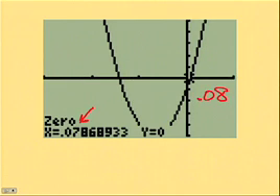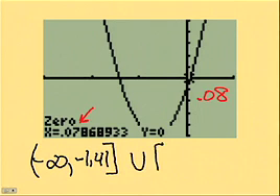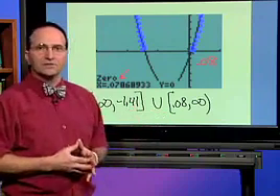So our solution, then, written in our interval notation, would be from negative infinity to -1.41 inclusive, union 0.08 up to infinity, because we were interested in when was it greater than or equal to 0. In other words, when does it actually intersect the x-axis, and when is it above the x-axis? And that would be then our solution.